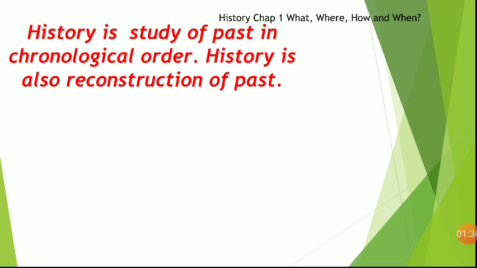Similarly, children, history is also defined in another way. It is the study of the past, that's true, but it is a study of the past in a chronological order. Now, what does the word chronological mean? Chronological means in sequence, event-wise. Sometimes history is also referred to as the reconstruction of the past. What does the word reconstruction mean? Reconstruction means to go back, to collect the events and then arrange them according to their happening.